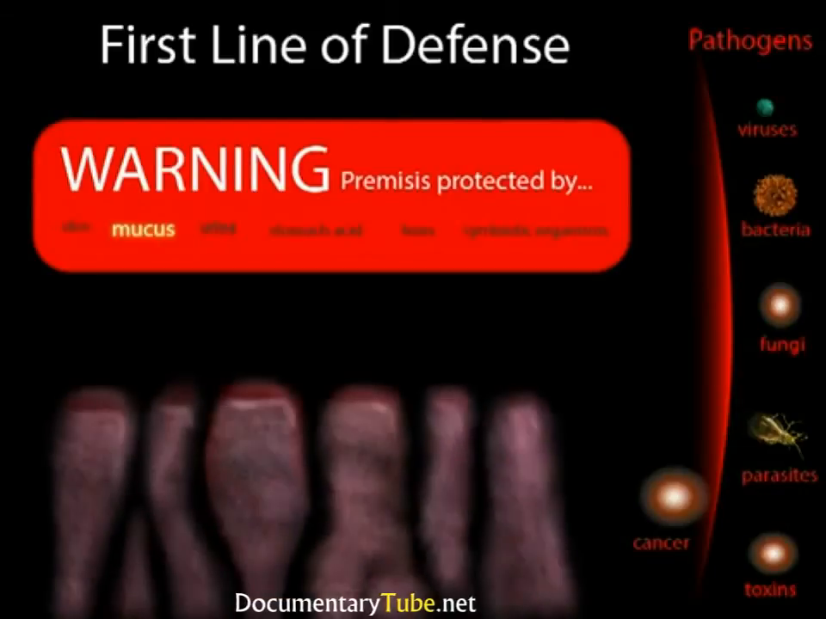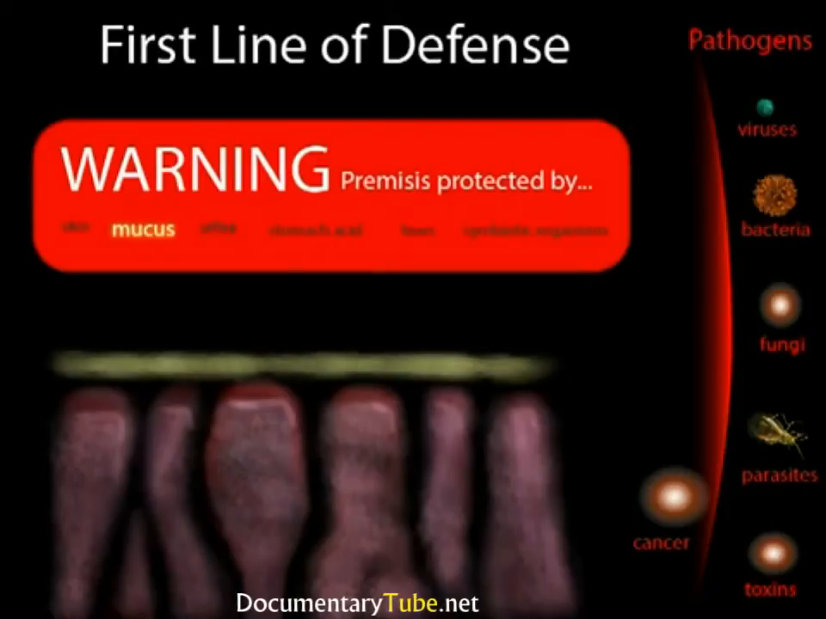Some epithelial tissues, such as that found in the sinuses, trachea, and cervix, secrete mucus. This mucus traps and catches microorganisms so that they cannot go anywhere.